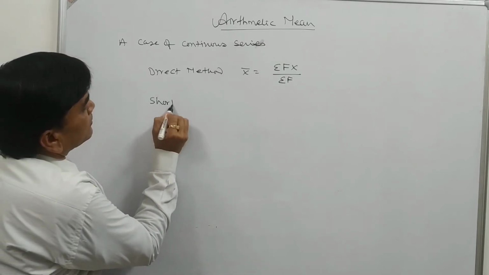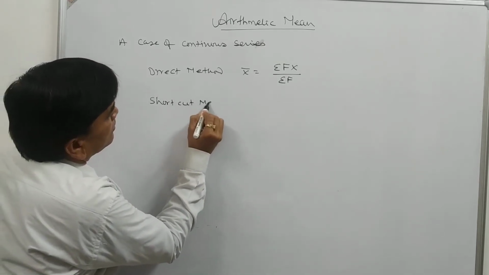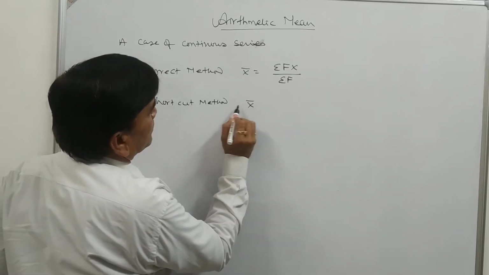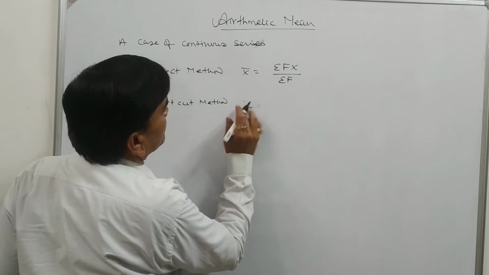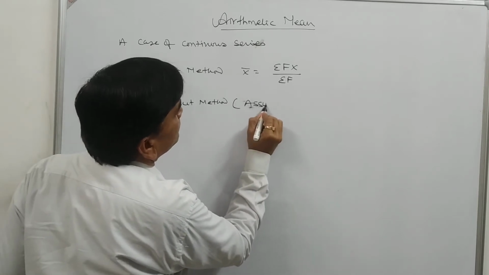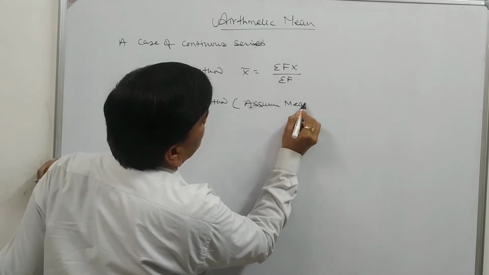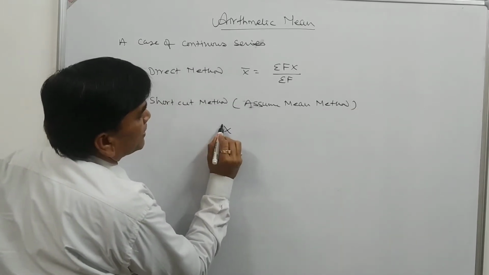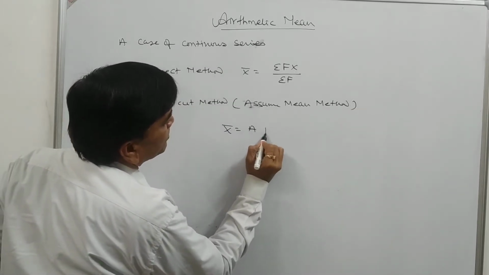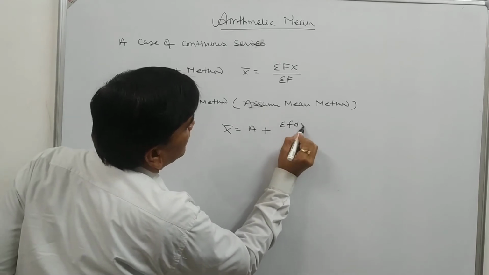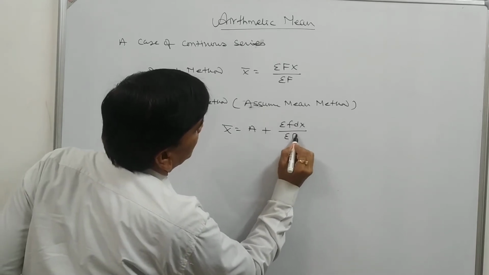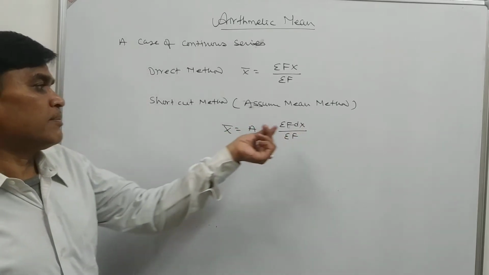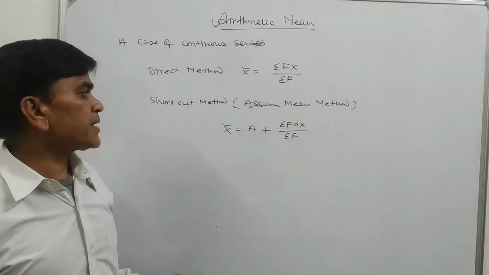Shortcut method. There are two shortcut methods. The first one is the assumed mean method. What we have to do? x bar is equal to a, the assumed mean, plus sigma f dx divided by sigma f. So this is frequency multiplied by the deviation of x.